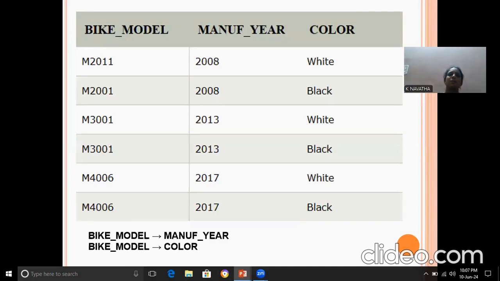For another example, bike model, manufacturer, year, color are the attributes of the table. Now for the fourth normal form, what should be there? No independent values. So bike model, manufacturer, year will be the one more form.